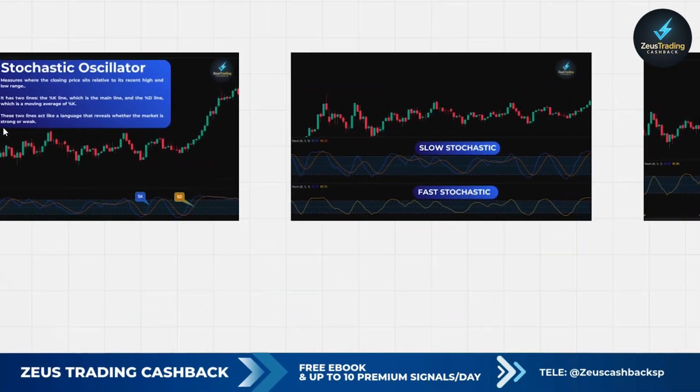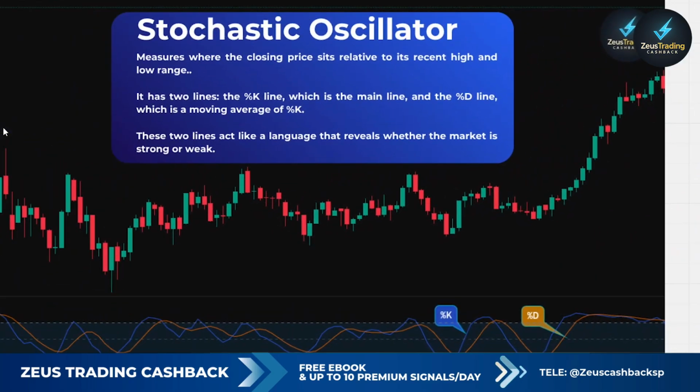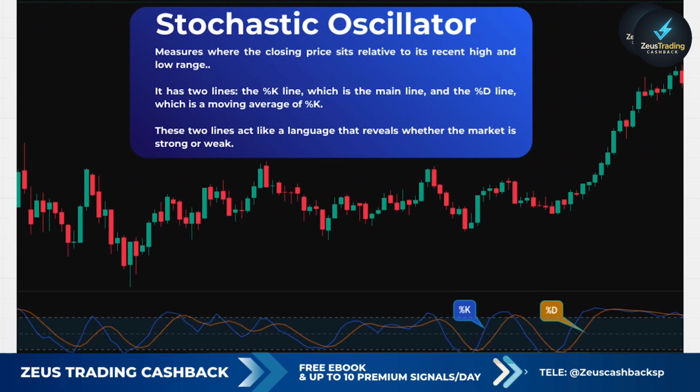The stochastic oscillator measures where the closing price sits relative to its recent high and low range. It tells you where the market stands in terms of momentum. It has two lines, the %K line, which is the main line, and the %D line, which is a moving average of %K. These two lines act like a language that reveals whether the market is strong or weak.